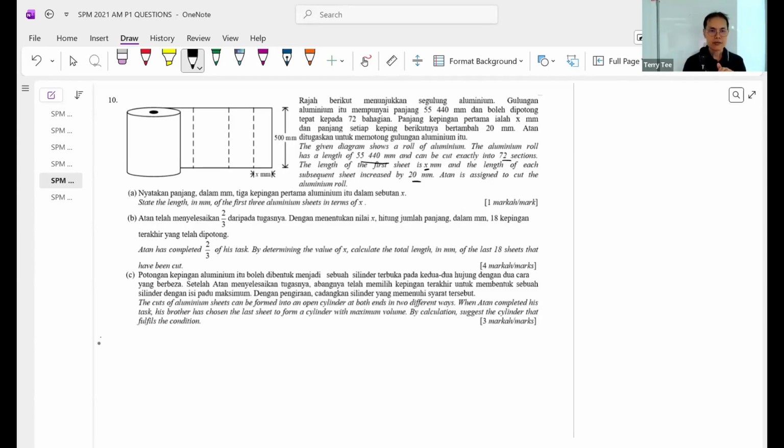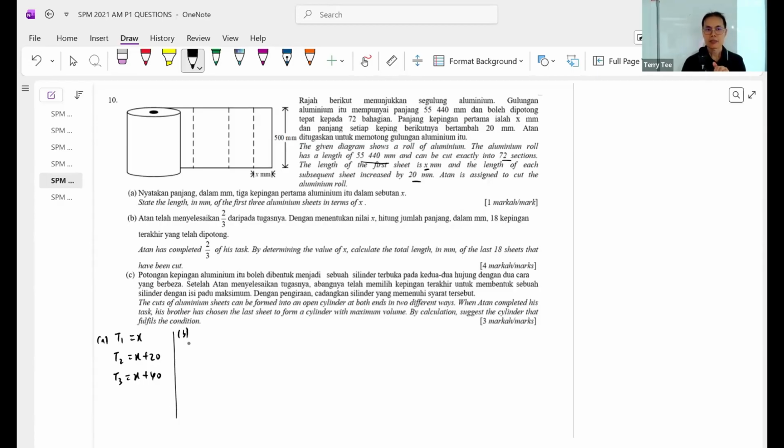Okay, so the first sheet is what? Your T1 length is x. What's your T2? Okay, maybe I write like this. T1 is x. What's your T2? x plus 20. What's your T3? x plus 40. Yeah, you keep increasing it by 20 mm. Okay, right. That is part A.